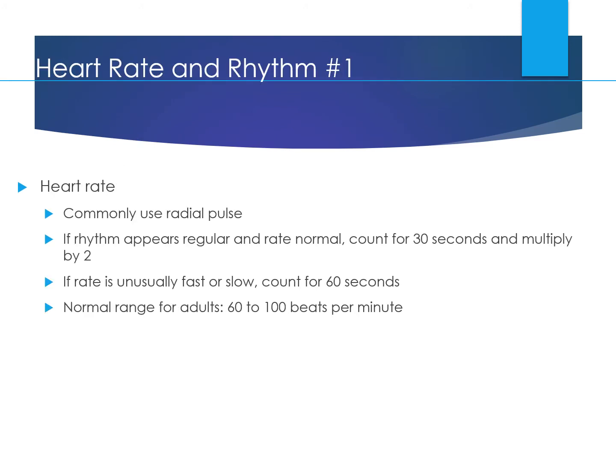Heart rate and rhythm. For heart rate, commonly we use the radial pulse. If the rhythm appears regular and the rate normal, count for 30 seconds and multiply by 2. If the rate is unusually fast or slow, count for 60 seconds. The normal range for adults is between 60 to 100 beats per minute.